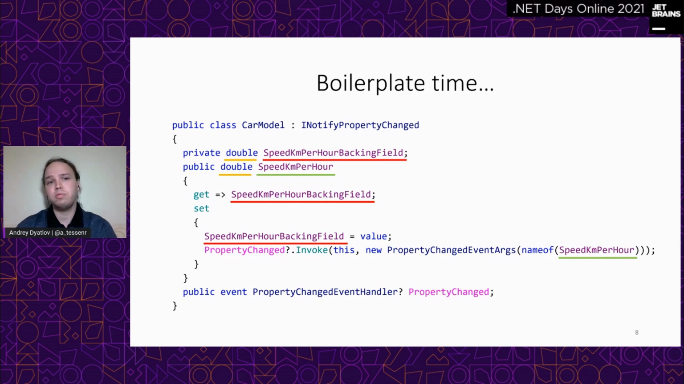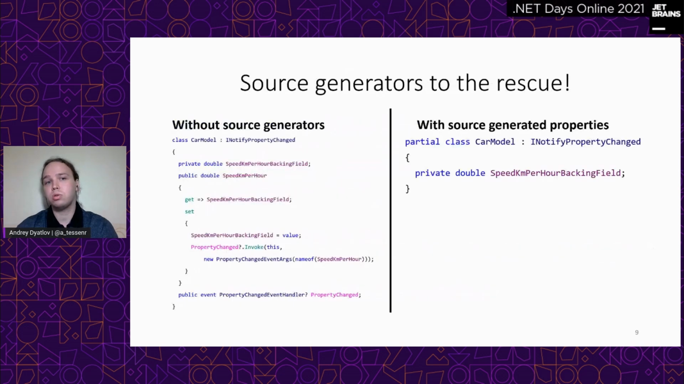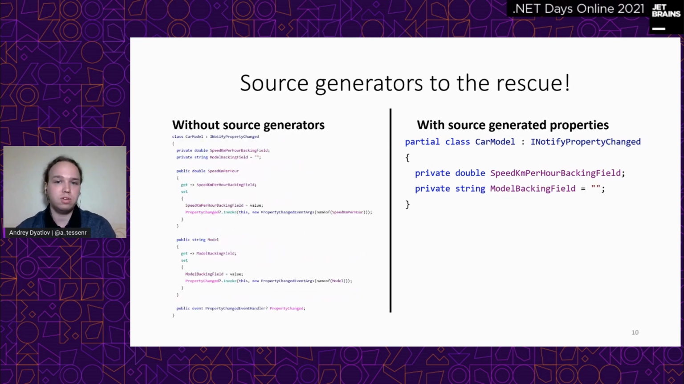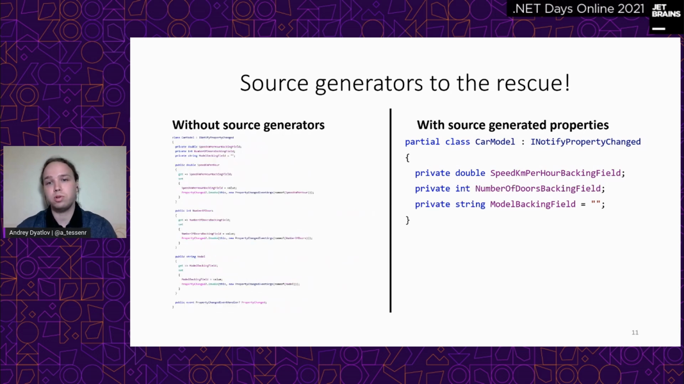What we can do here is only leave backing fields in our model and generate notification properties with a source generator, because they all follow exactly the same pattern. And I'll show you how it looks with and without source generators. You might notice that there is a lot less code with source generators. And this code won't grow very fast when you add new properties, for example, a model name for this car or its number of doors.